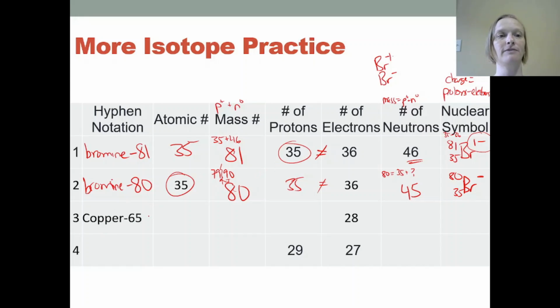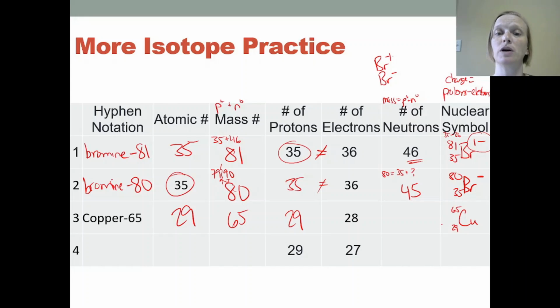Copper 65. I know that my mass number is 65, and I know that 65 will go in the top corner of my nuclear symbol here. The element symbol for copper is Cu. And with my mass number of 65, let's see, I looked up copper and I see that copper has 29 protons. So I'm going to write down 29 as my atomic number, 29 is my number of protons, and 29 as the number of protons on my nuclear symbol here.